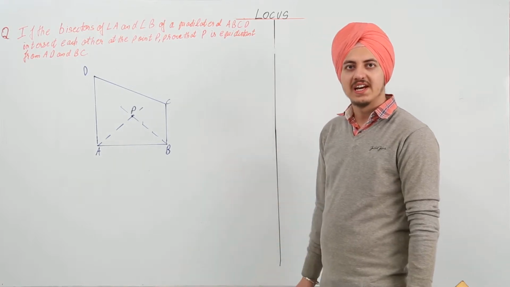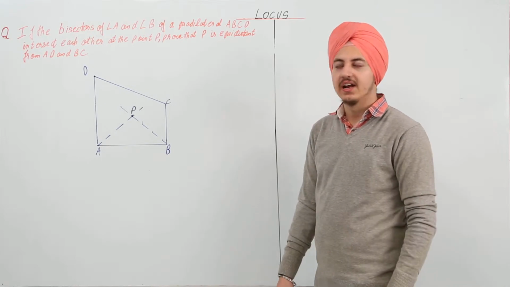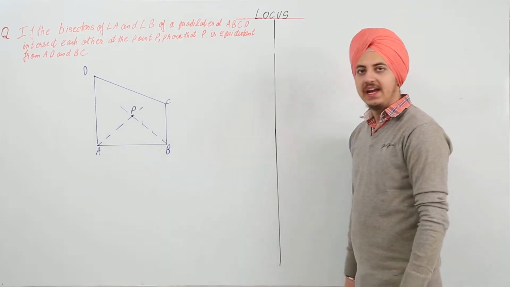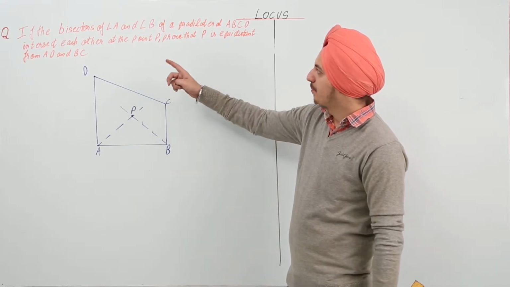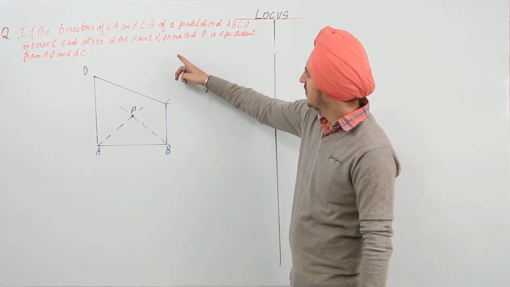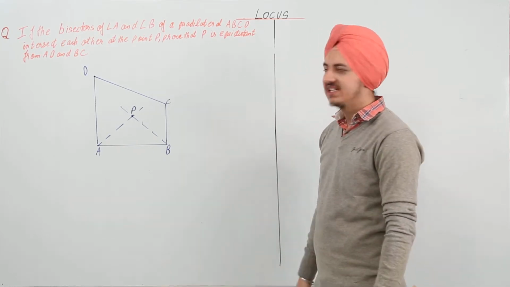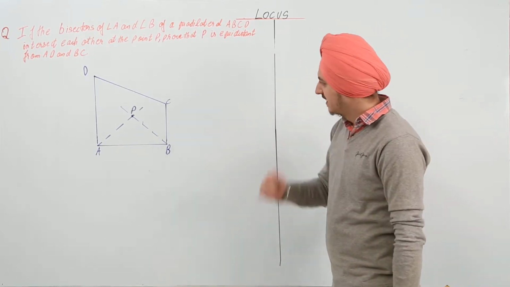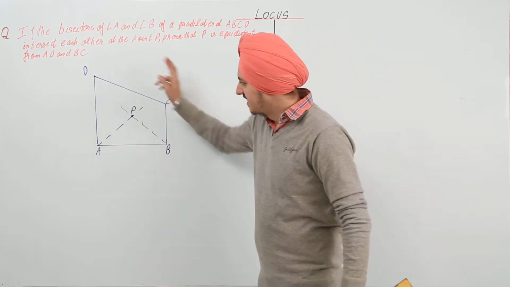Now the next question says: if the bisectors of angle A and angle B of a quadrilateral ABCD intersect each other at the point P, prove that P is equidistant from AD and BC. So how do we do this? First of all, we have a quadrilateral ABCD.